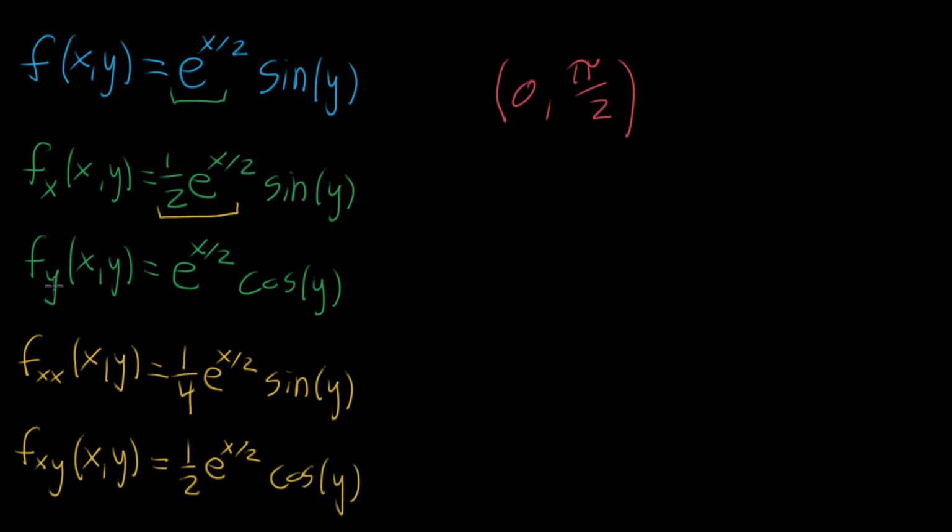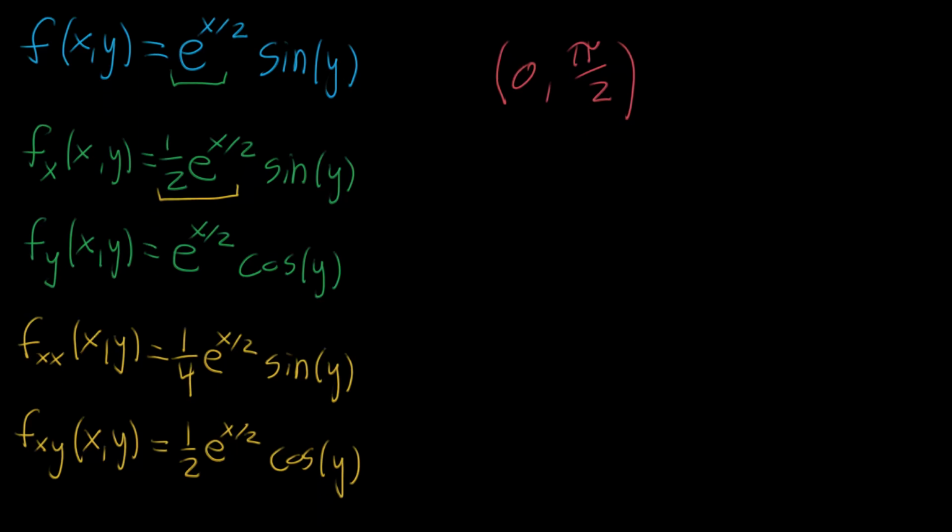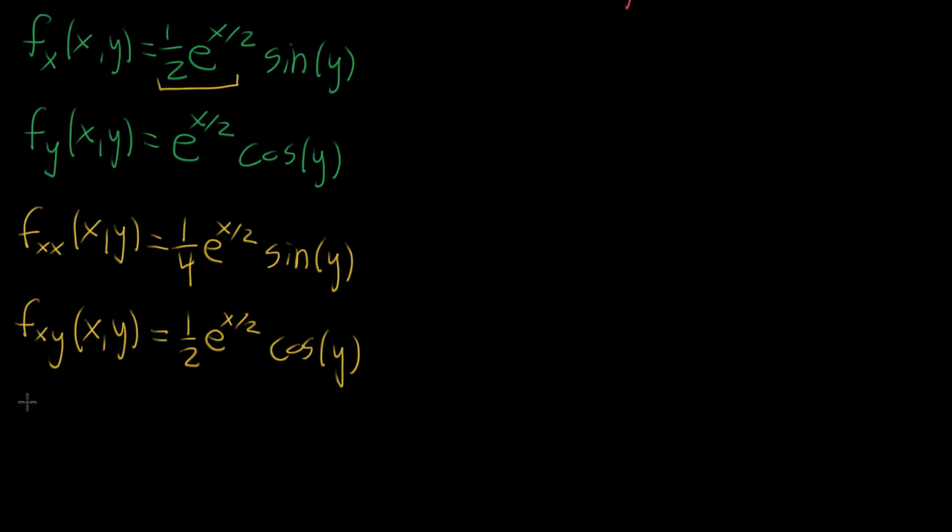And then finally, we take the second partial derivative with respect to y twice in a row. So f with respect to y twice in a row. And for this one, let's take a look at the partial derivative with respect to y. This part is the only part where y shows up. Derivative of cosine is negative sine. And then e to the x halves just still looks like a constant.